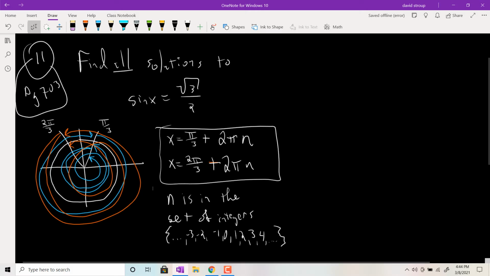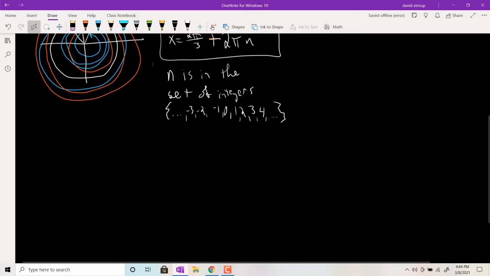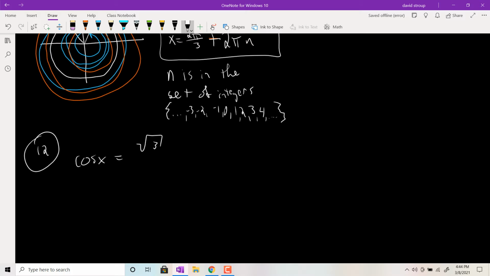Okay, so let's look at a couple more of those. Let's just go through and see if we can get a whole bunch of these. So 12, we have cosine of x equals radical 3 over 2. Again, the way you approach this is you look for the reference angle answers.